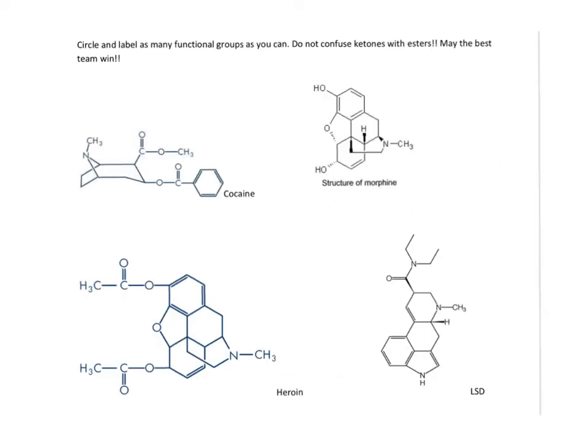So as usual, on the first page of your booklet, you're asked to identify some of the functional groups in some well-known drugs like cocaine, morphine, heroin and LSD. And what you're asked to do is to circle and label as many functional groups as you can. And you can't do this until you can recognise the different functional groups.